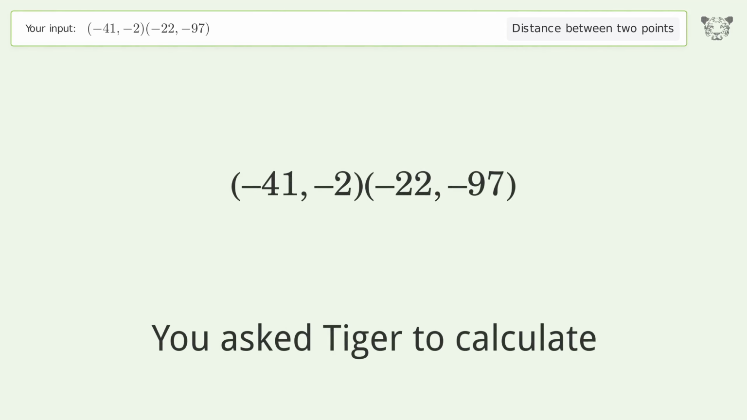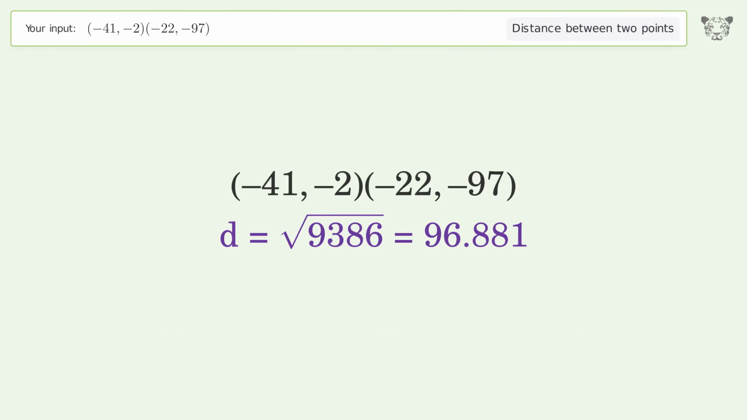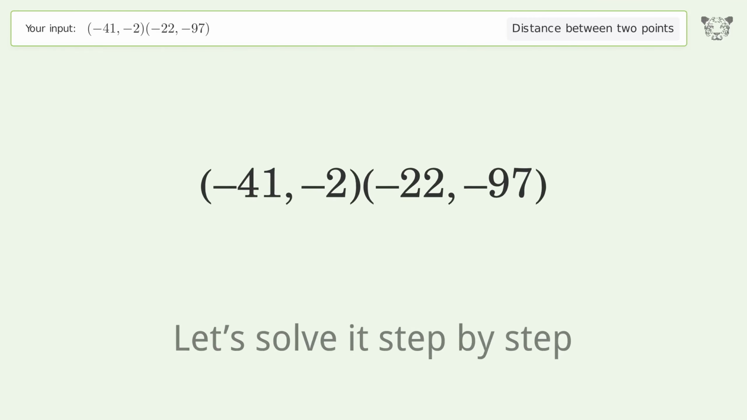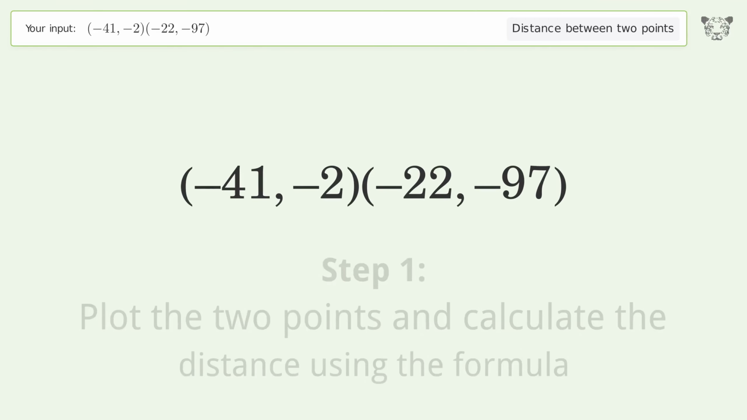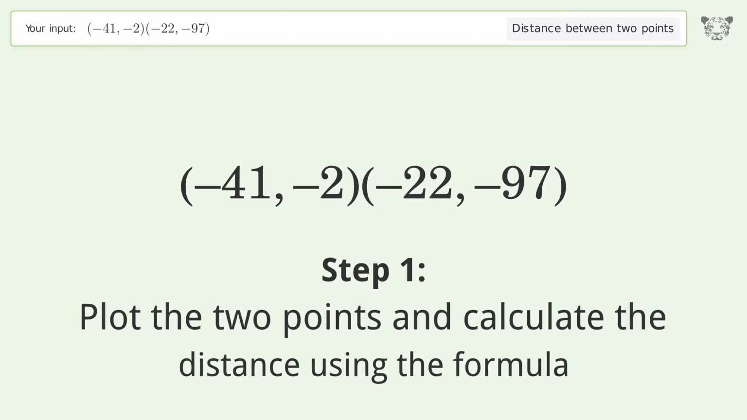You ask Tiger to calculate. This deals with the distance between 2 points. The distance between the 2 points is the square root of 9,386, or 96.881. Let's solve it step by step. Plot the 2 points and calculate the distance using the formula.